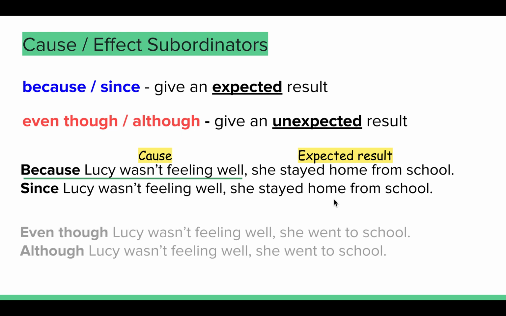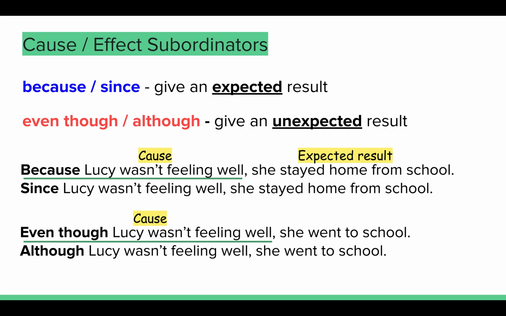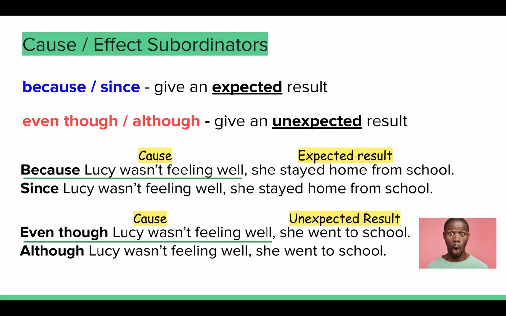Now let's look at even though and although. Even though Lucy wasn't feeling well, she went to school. So here we have the same cause. Lucy wasn't feeling well. But notice that the result, she went to school, is unexpected. Usually if you're not feeling well, you should stay home. But Lucy did something that was surprising or unexpected. In other words, we might go, oh my gosh, she did? So even though and although, again, have the same meaning, we can use them interchangeably, right? Because and since have the same meaning. But remember that the 2 sets of subordinators give different types of results.